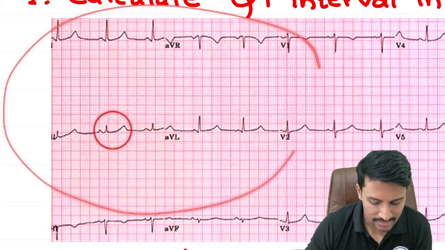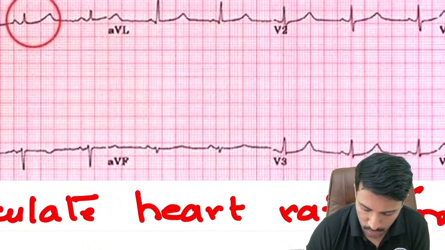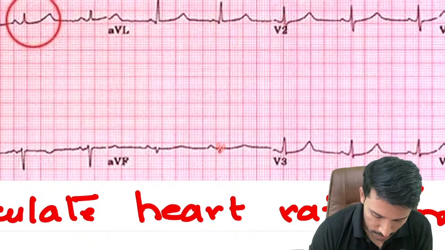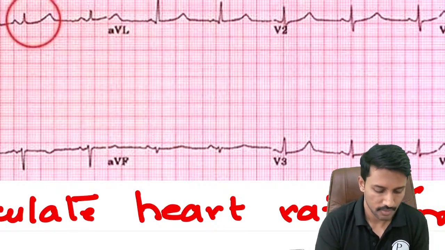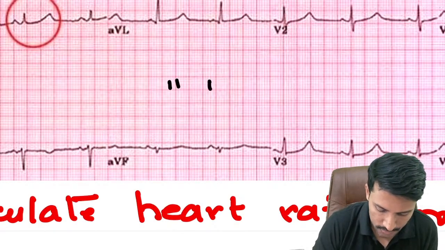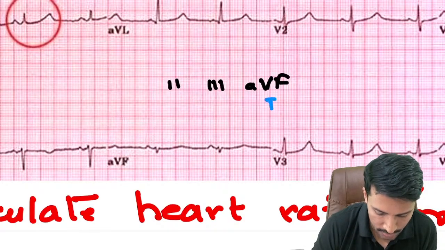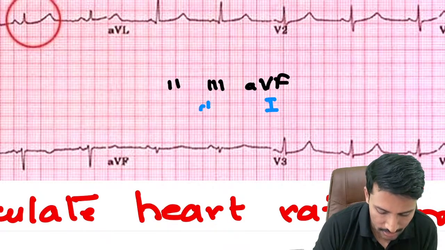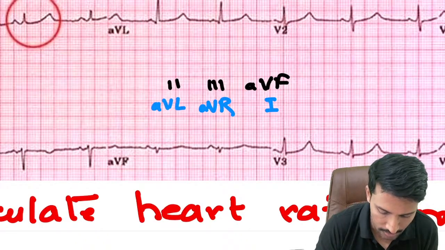So in this again, nothing appears to be equiphasic, right? aVF appears to be equiphasic. So if aVF is equiphasic, what is that 90 degrees to aVF? Remember, 2, 3, aVF. We should always keep in mind 2, 3, aVF. For aVF it is 1, for 3 it is aVR, and for 2 it is aVL.